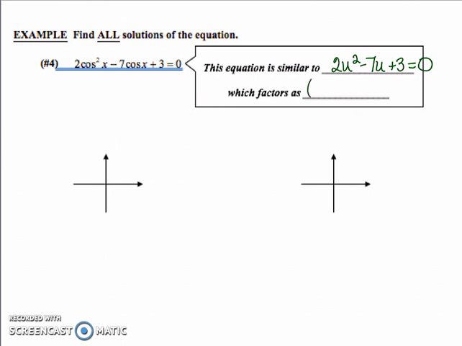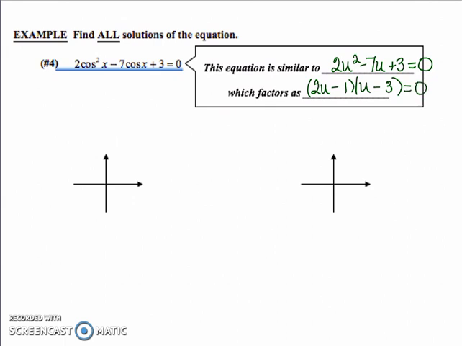So I know that this is going to factor into 2u times u because I start with 2u squared. And I know if I've got that 3 that I'm going to end up with a positive 1 and a 3 here because I need to make a negative 7 in the middle. So I want the 2 times the 3 to make 6 and 1 times u to make u. So that factored up pretty quick.